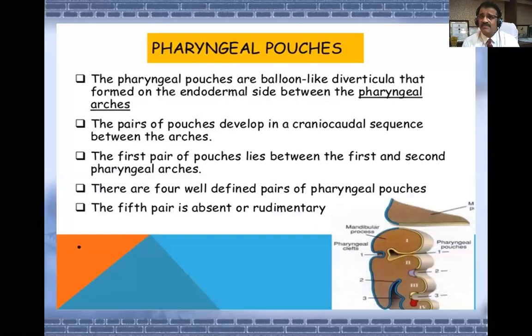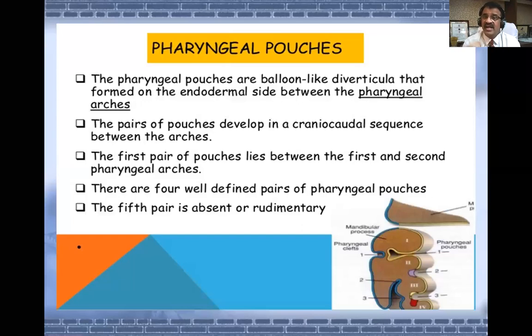The pharyngeal pouches are balloon-like diverticula that form on the endodermal side between the pharyngeal arches. Endodermal side means the internal side of the pharynx. The pairs of pouches develop in a craniocaudal sequence between the arches. The first pair of pouches lies between the first and second arch. So there are altogether 5 arches because one is missing, so in between 2 arches, one pouch will form. If these are the arches, these are the pouches. Okay, so 4 pouches.